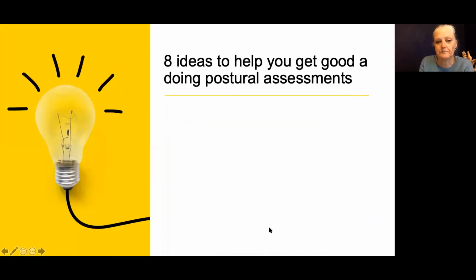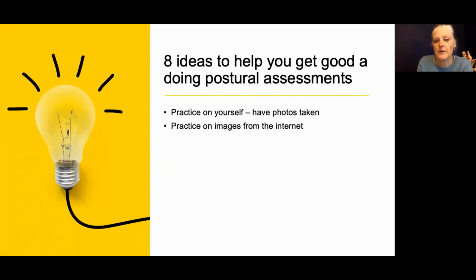So just to finish off, and I'm sorry I've run over a little bit, I've gone over about 10 minutes, we'll probably end up another 5 minutes over or so, just some ideas to help you get good at doing postural assessments. Practice on yourself, have photos taken of yourself, that's a really good thing to do. Practice on images from the internet, so just download some images. Dancers are quite good to take pictures of, but of course they tend to be quite symmetrical. Use your family or friends to practice on, and if they don't want to stand there, maybe just ask them to have some photos.